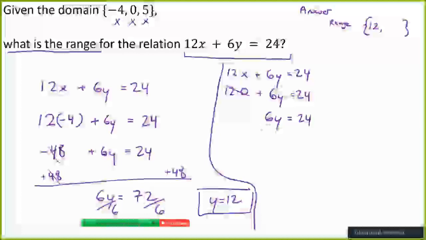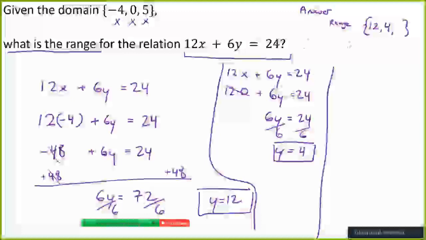Like last time, we're dividing both sides by 6. y equals 24 divided by 6, the number 4. So 4 is the next number in our range. And now we've got to do it a third time. So we're going to plug in back to the beginning. Remember the equation that we started with? That is the relation. That is the function.